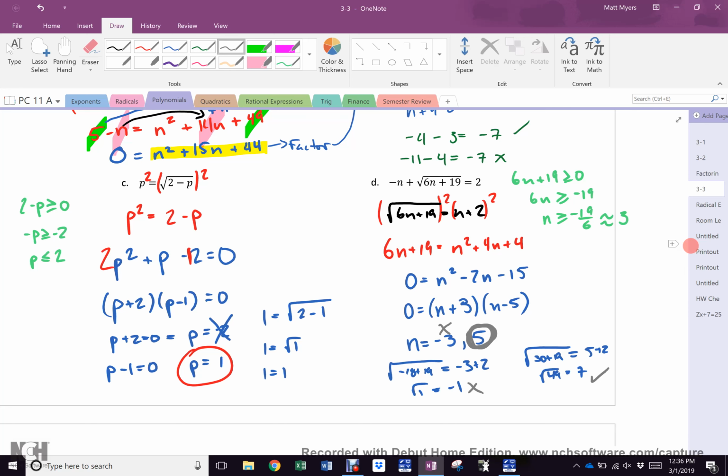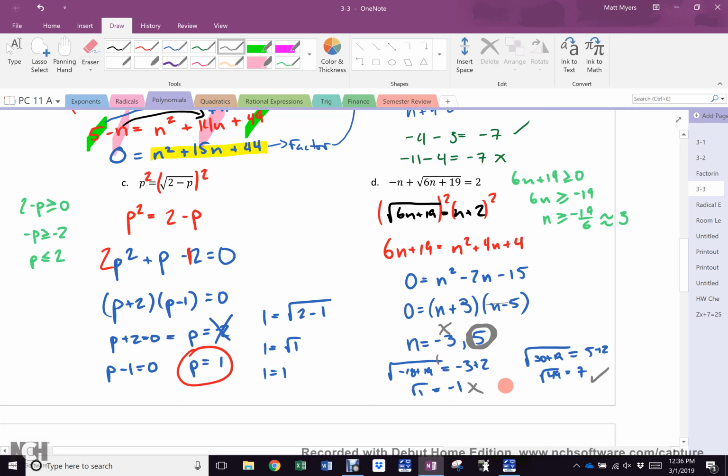Here is why. Everybody should have been good with the first one. I move the n over, right? I square both sides. I collect my like terms. I get to here: n equals negative 3 or n equals positive 5. There are my choices, yes?